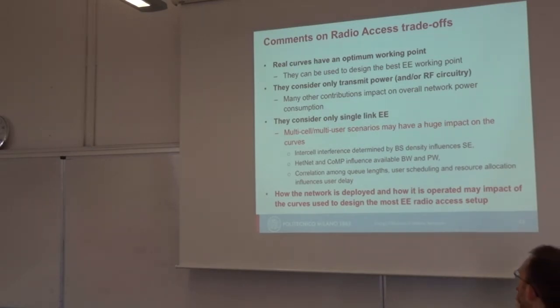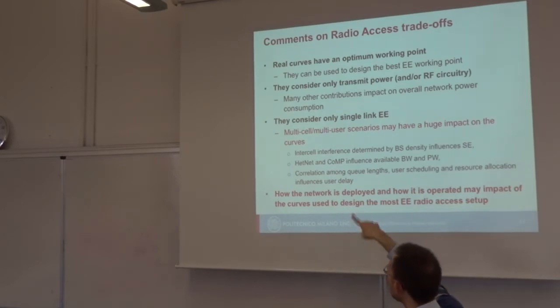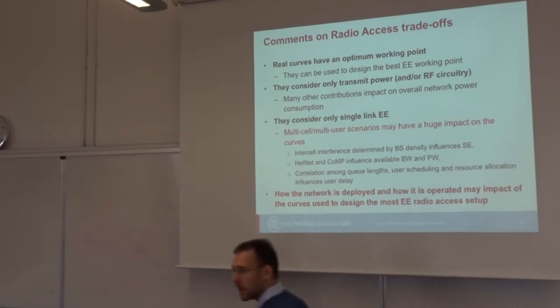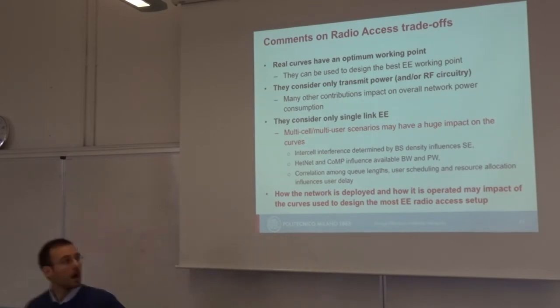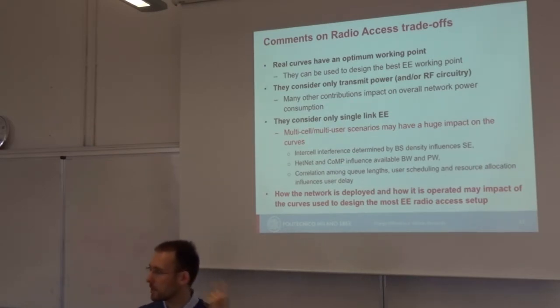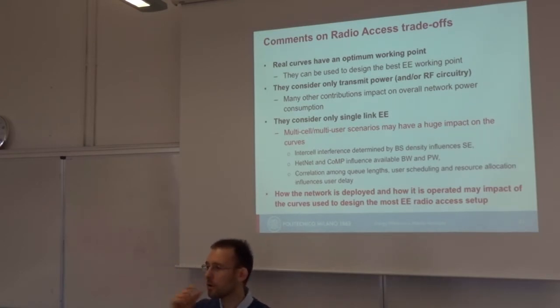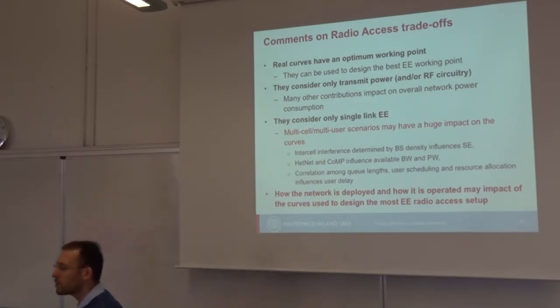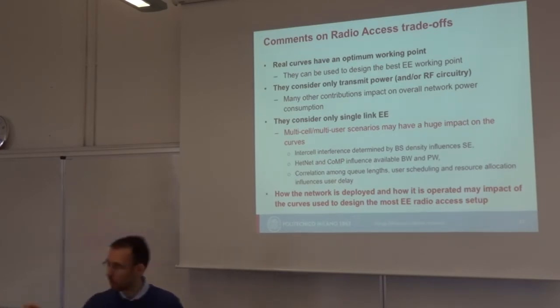For instance, when you consider multiple cells, you have the intercell interference. And when you consider the intercell interference, you may have different spectrum efficiencies because you have higher noise, basically interference, and then you may have lower data rates. So how densely you deploy your network may impact the shape of this curve. And of course, if it impacts the shape, it also impacts the optimal point you are trying to follow.